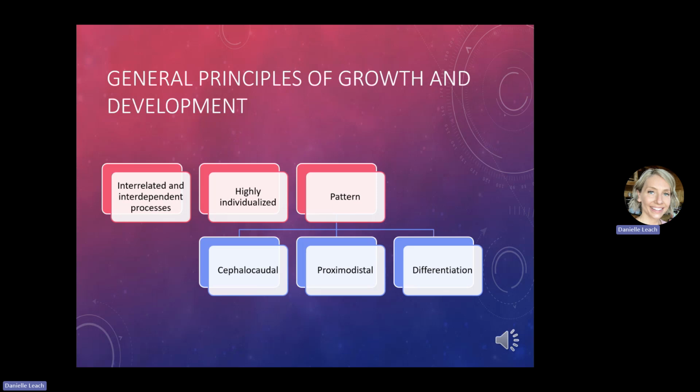For example, a person can't walk until their legs are longer and their muscles are stronger. So growth-wise, they have to get taller, and then development is the actual ability to walk. It is highly individualized for each person. Although we are going to talk about time frames for developmental milestones and things like that, it is different for everyone. So just something to keep in mind.